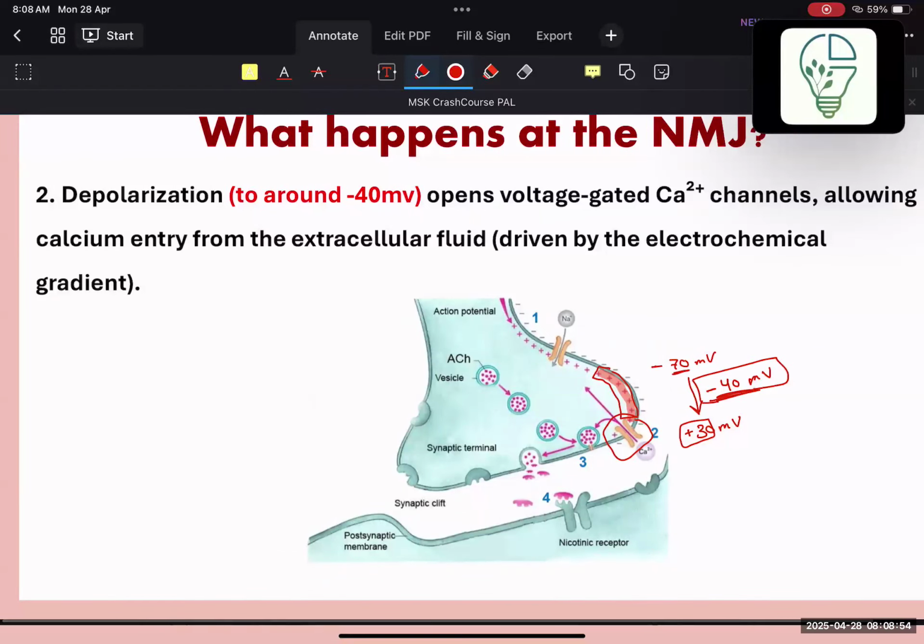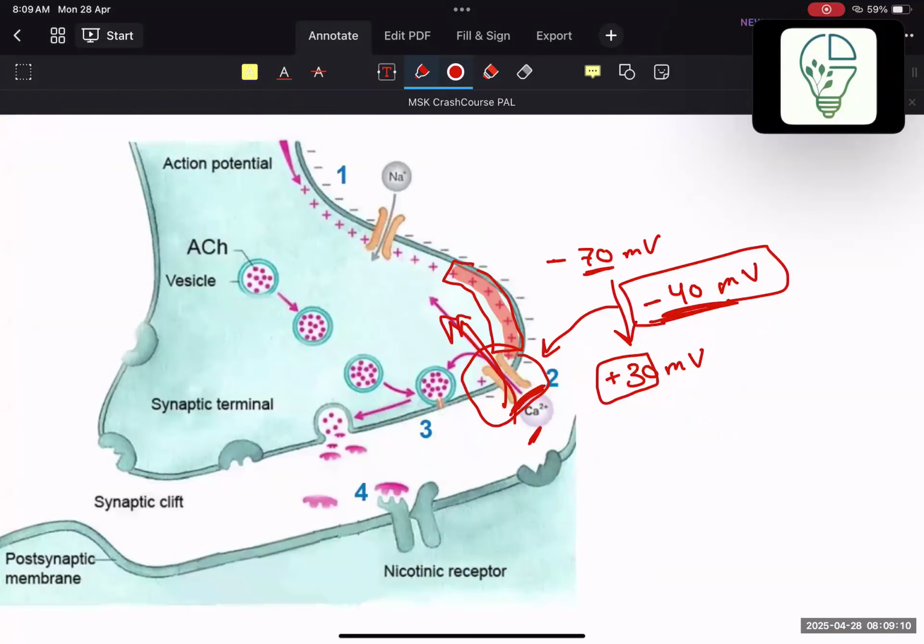At this level, you're going to open the voltage-gated calcium channels at the level of the presynaptic membrane. And of course, once they're opened up, you have more calcium outside of the cell than you do inside of the cell. So calcium is going to rush in. So let's go over this one more time. Because of the depolarization, you're going to open voltage-gated calcium channels, specifically at the level of -40 mV. Once this opens, you'll have calcium rushing inside the cell.